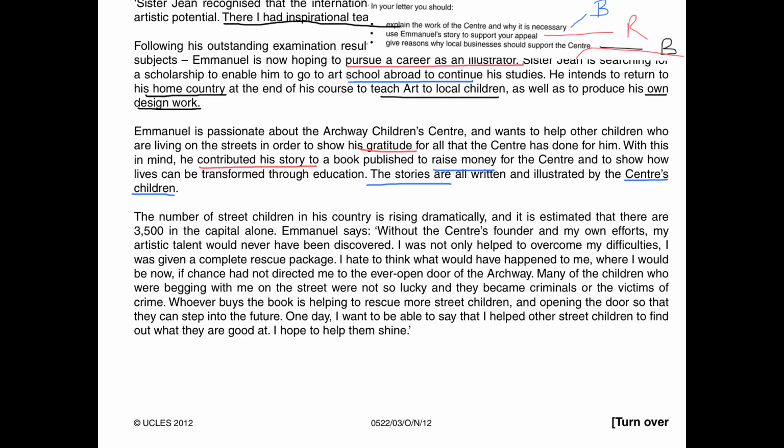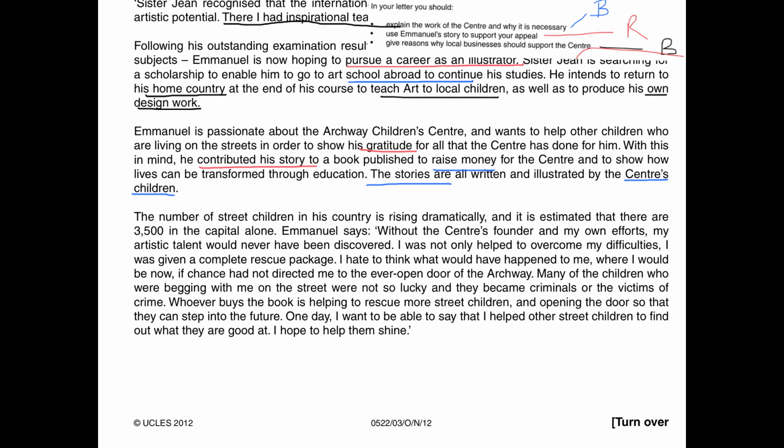paragraph. The number of street children in this country is rising dramatically, and it's estimated that there are 3,500 in the capital alone. Emmanuel says, without the centre's founder and my own efforts, my artistic talent would never have been discovered. I was not only helped to overcome my difficulties, I was given a complete rescue package. I hate to think what would have happened to me, where I would be now, if chance had not directed me to the ever-open door of the archway.